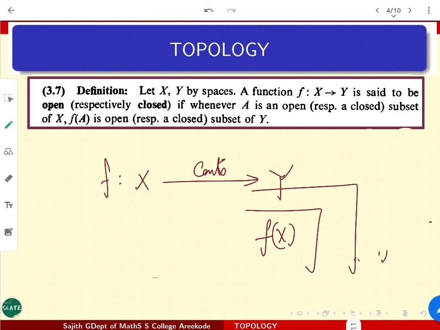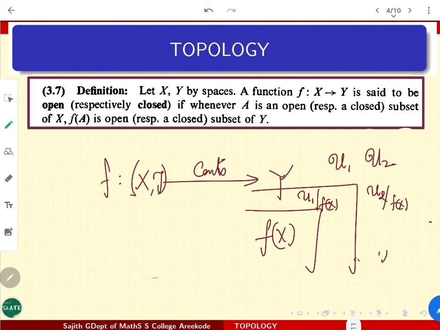But open maps are not like that. For example, X is a topological space with topology tau. Y is equipped with two topologies, U1 and U2. Then look at the relative topology of f of X with respect to U1 as well as with respect to U2. Then, whenever you are talking about continuity of a function, both the topologies are really concerned.